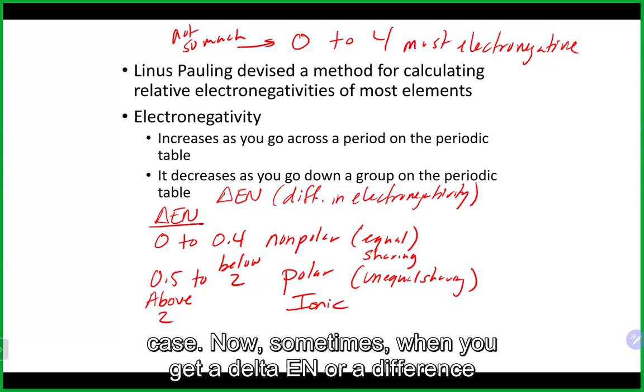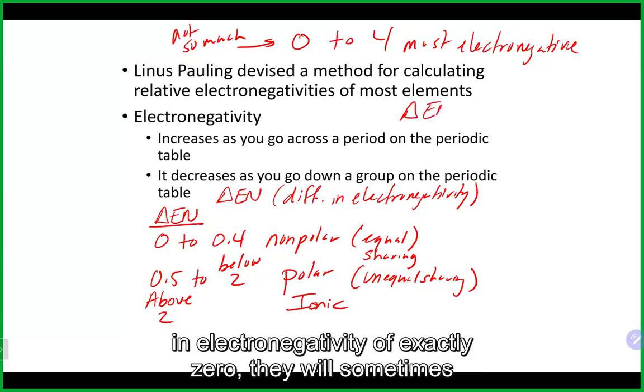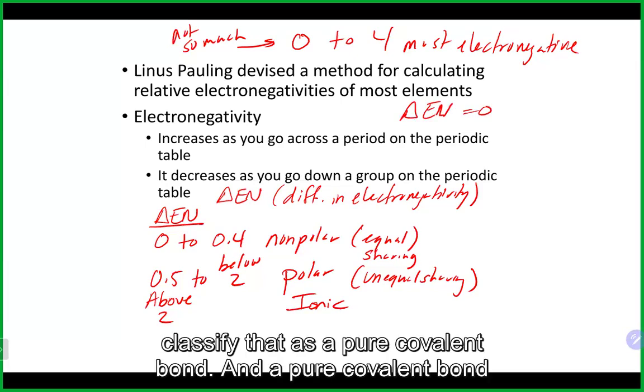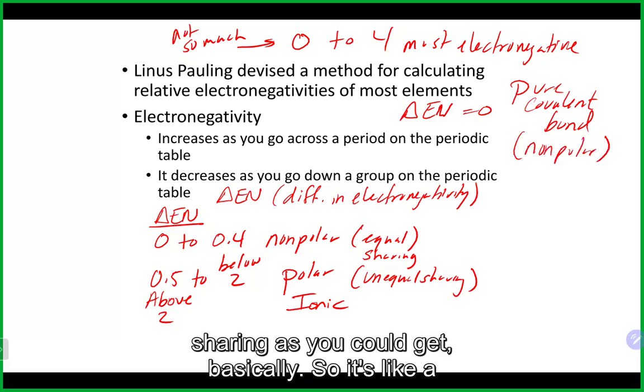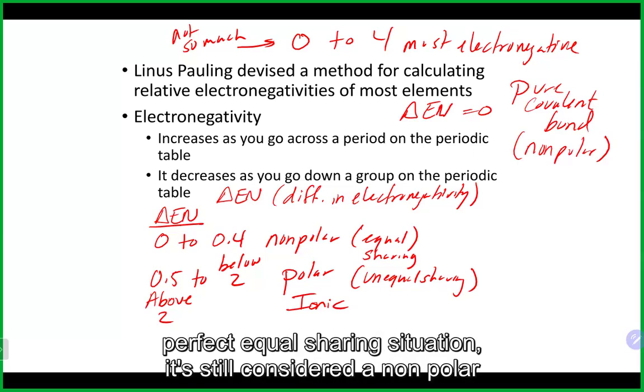Now, sometimes when you get a delta EN, a difference in electronegativity, of exactly 0, they will classify that as a pure covalent bond. A pure covalent bond is still a nonpolar bond, but it is as perfect equal sharing as you could get, basically. It's a perfect equal sharing situation. It's still considered a nonpolar bond.